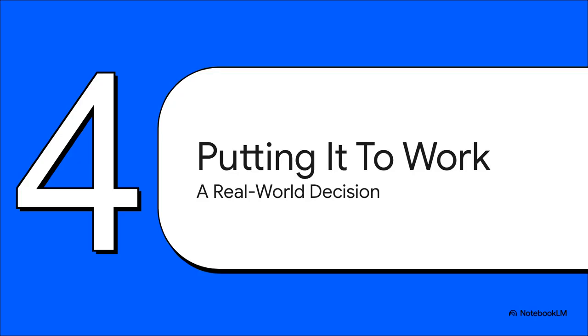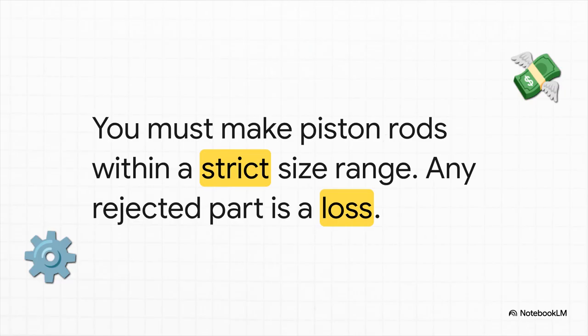All right, theory is great, but how does this stuff actually help us make decisions in the real world? Let's take a look at a business case straight from our source material that involves a huge manufacturing contract. So imagine this. You've just landed a massive deal to supply piston rods to a car company. But here's the catch. The client is incredibly strict. The diameter has to be between 2.541 and 2.548 centimeters. If it's even a tiny bit outside that range, it gets rejected and you lose money.